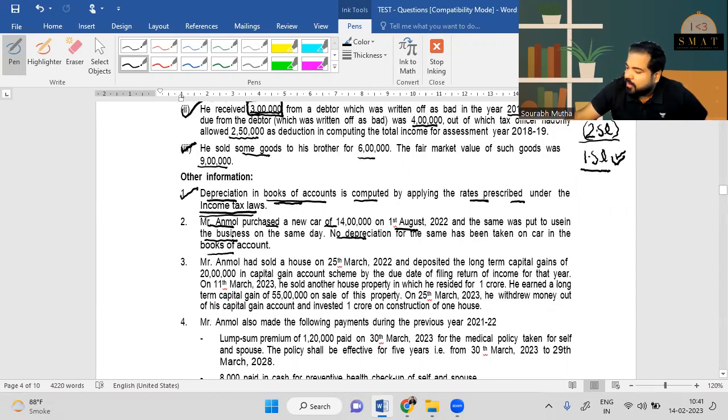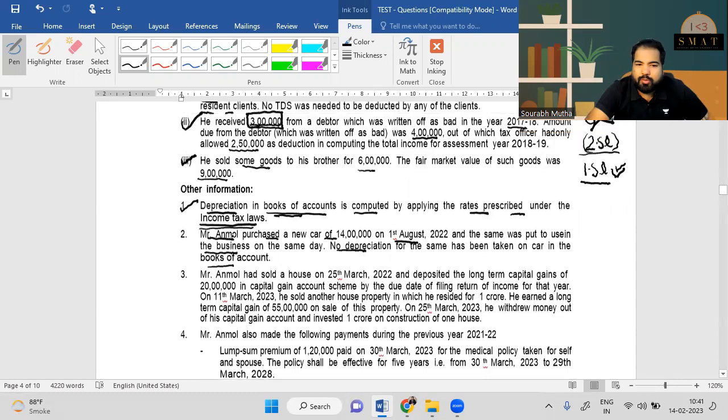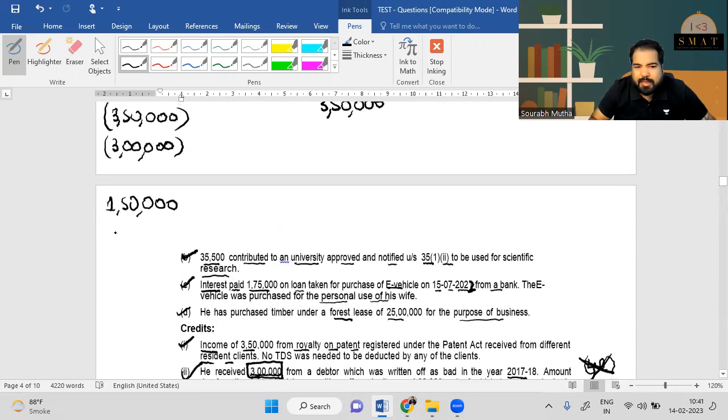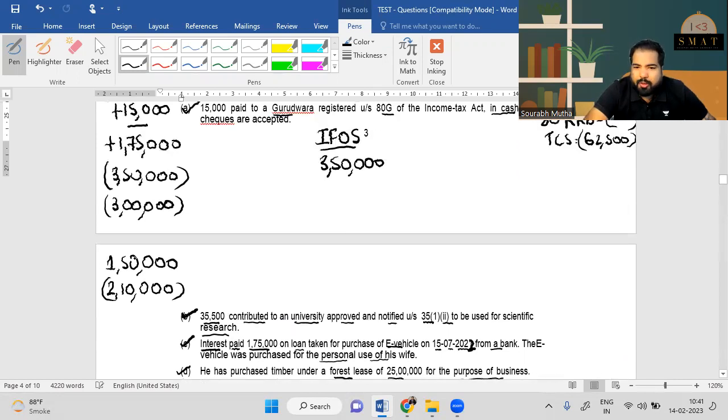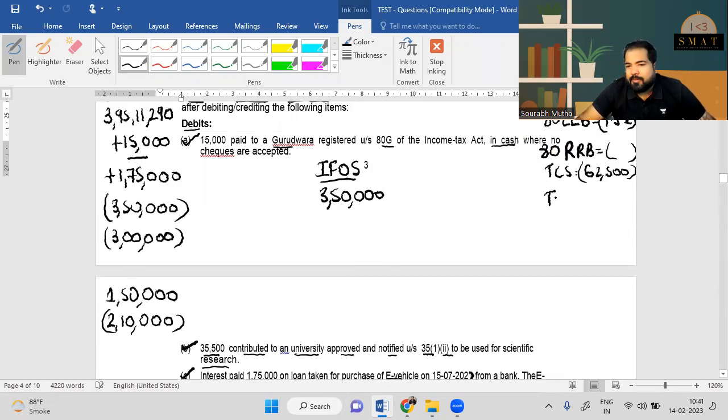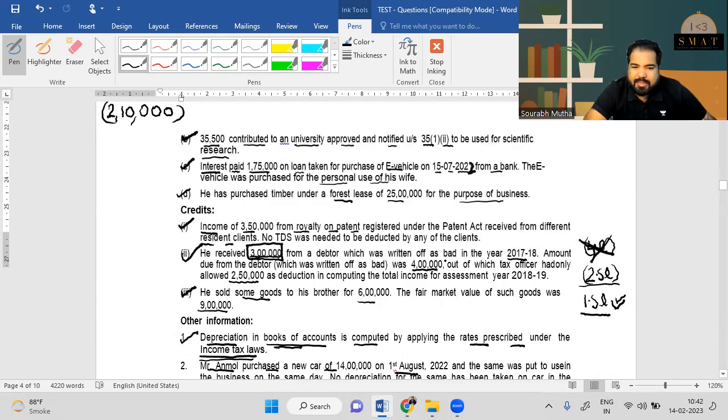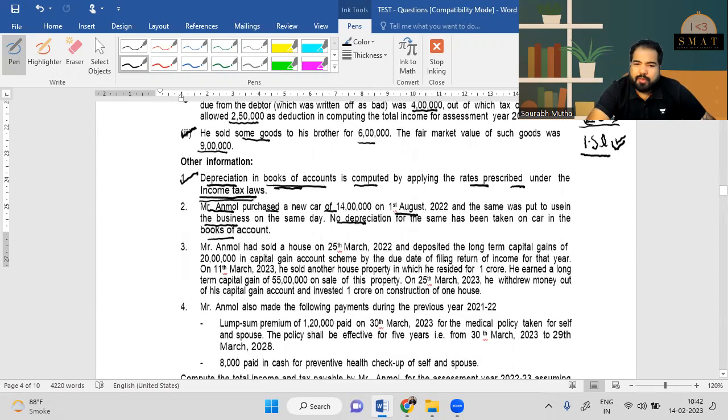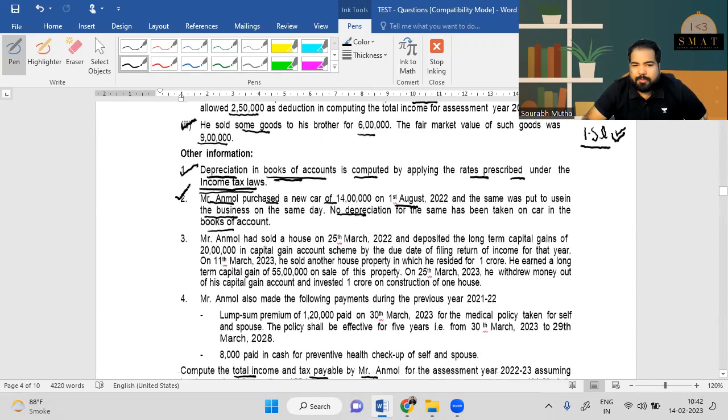So 14 lakh into 15% for the whole year, 2 lakh 10,000. You'll have to minus depreciation 2 lakh 10,000. But remember, whenever you buy a fancy car, on that there is also TCS at 1%. So 14,000 would have been paid by you, and that is TCS. So this is 14,000. Moving ahead to the next one.